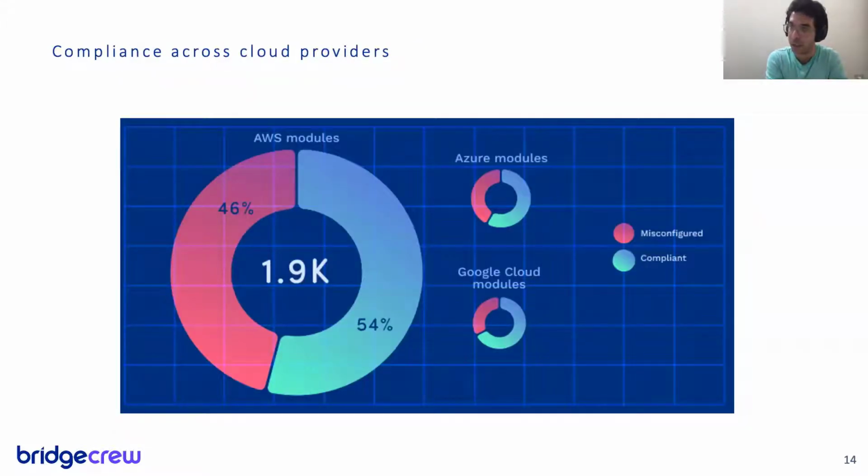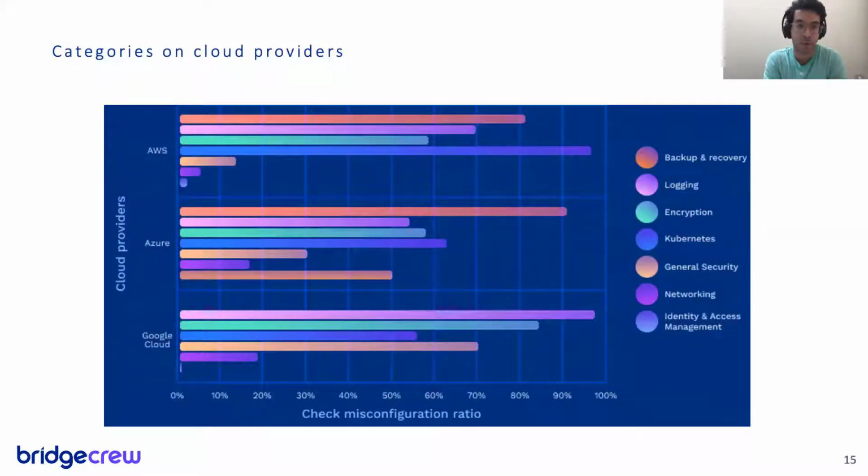From the different clouds' perspective, AWS obviously is the highest contributed one and the most used one, and this is how the stats look on the AWS cloud compared to Azure and GCP. And if we break it down, the most misconfigured service in AWS is Kubernetes. In Azure, it's backup and recovery that is missed, and in GCP, which is getting slightly worrying, it's networking issues.